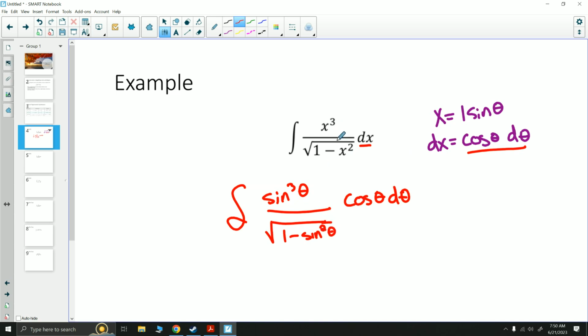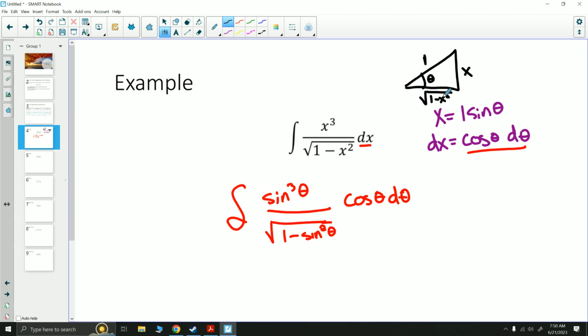So we have replaced all of our x's with thetas. Now, a few things to note with this conversion. We're basically using our right triangle. If we call this angle theta, sine of theta is opposite over hypotenuse. So sine of theta is opposite x over hypotenuse, just a 1. So this right here would be the square root of 1 minus x squared, based on the Pythagorean theorem.